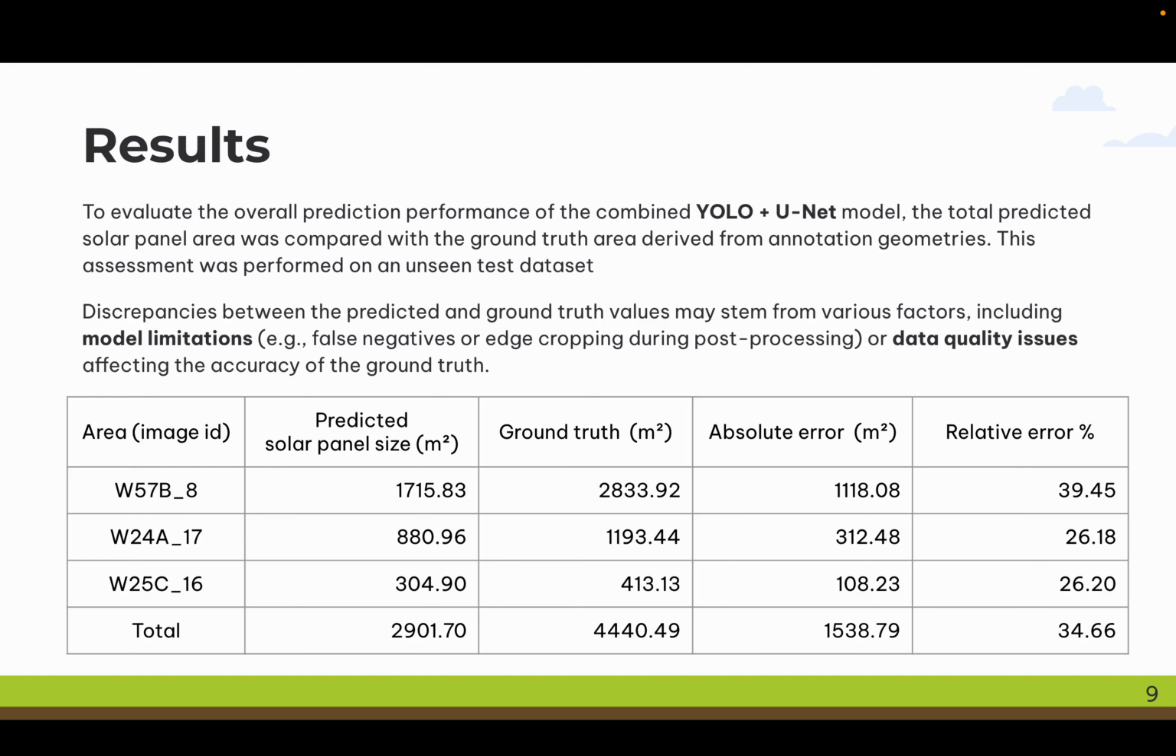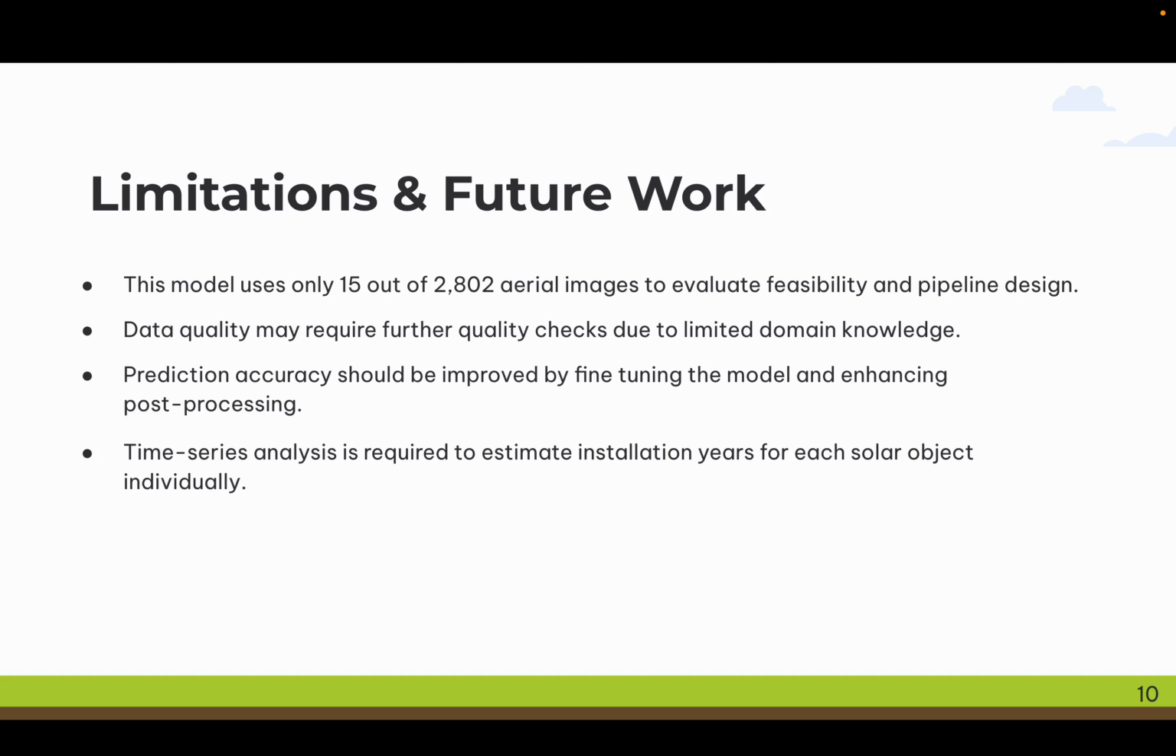Here we ran our entire data pipeline using the YOLO, UNet, and post-processing to obtain these results on an unseen test dataset. Our estimation may have a high relative error because of model limitations such as false negatives or edge cropping, and also data quality issues that may influence the ground truth. Some limitations of our work are that we only used 15 of the 2,800 images in order to design our pipeline, and we also may need to further check data quality due to our limited knowledge of certain solar objects.